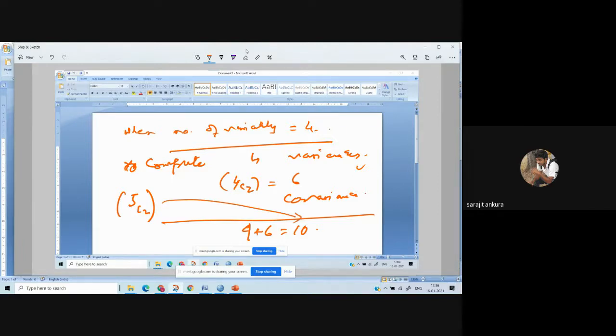So naturally, if the number of variables is n, how many variances and covariances do you have to compute? The simple formula is n plus 1 C 2. This is a generalization. n can take any positive integer value.